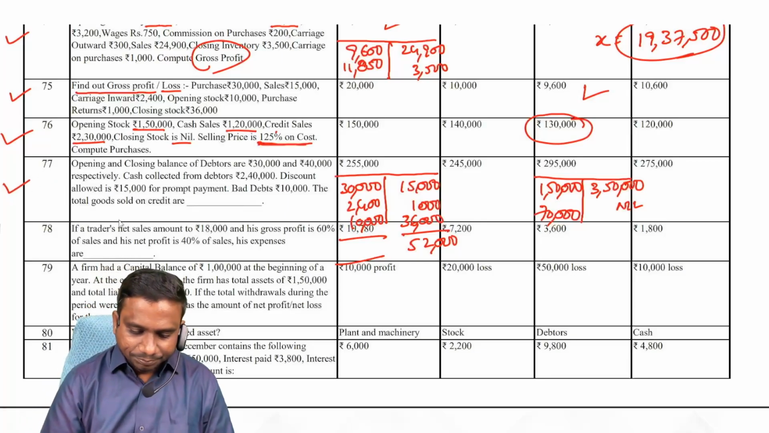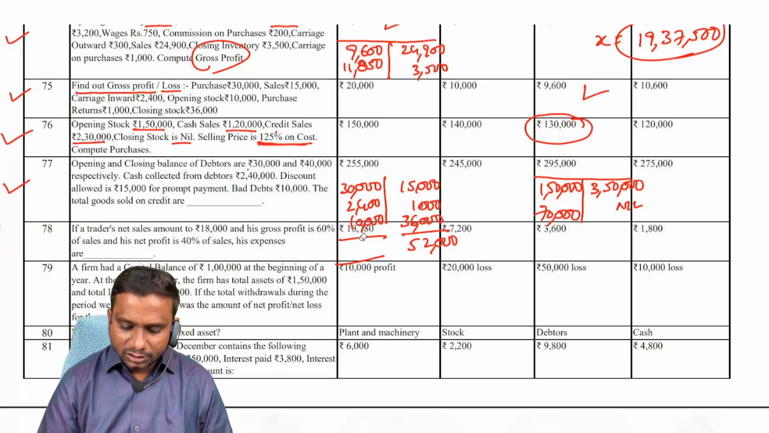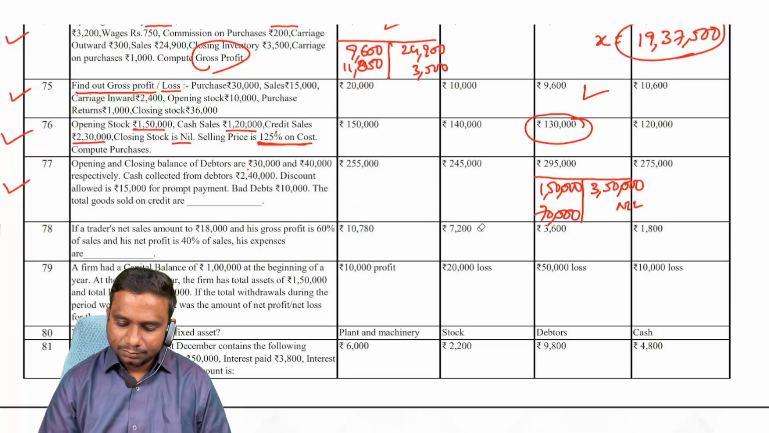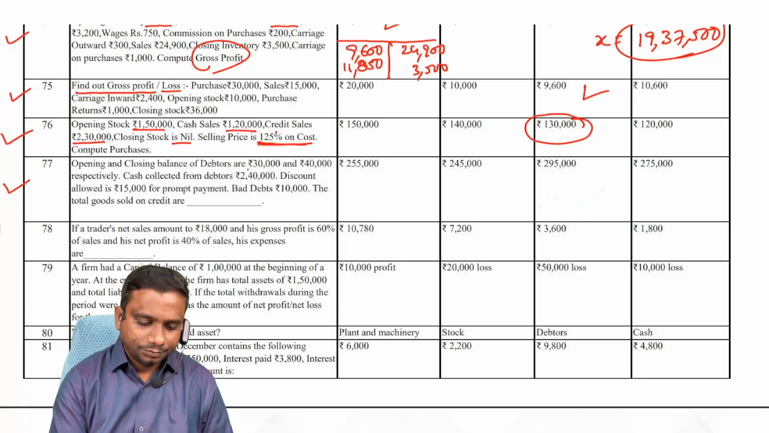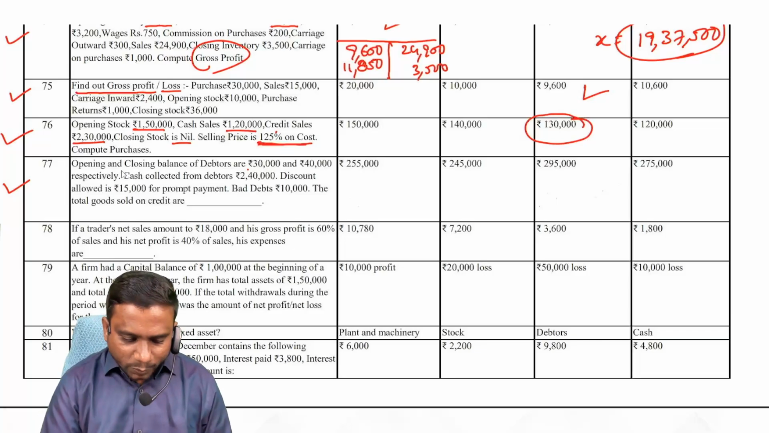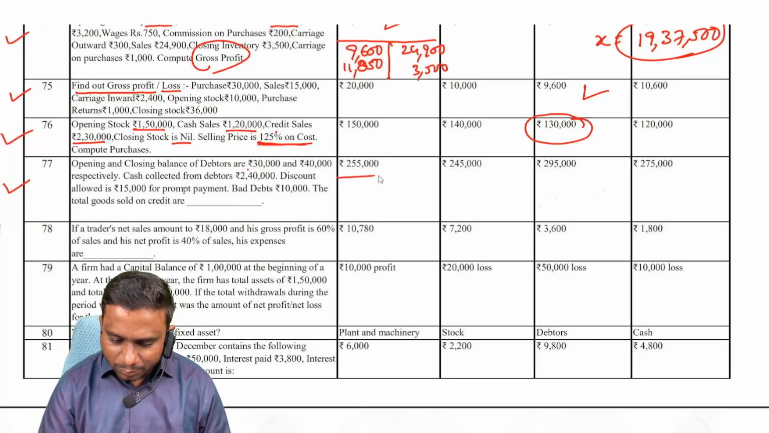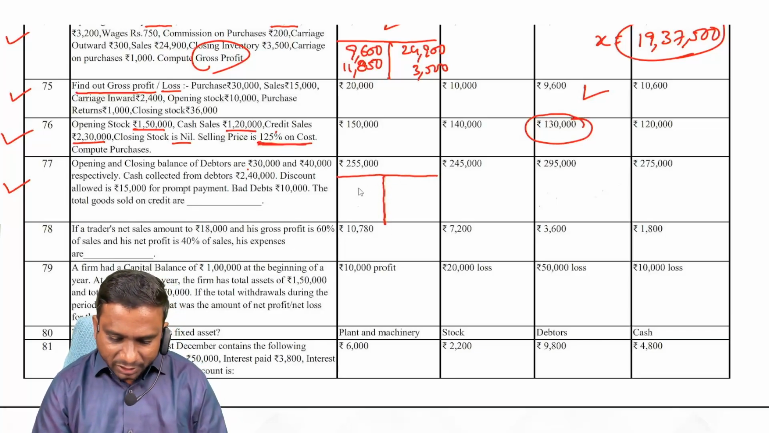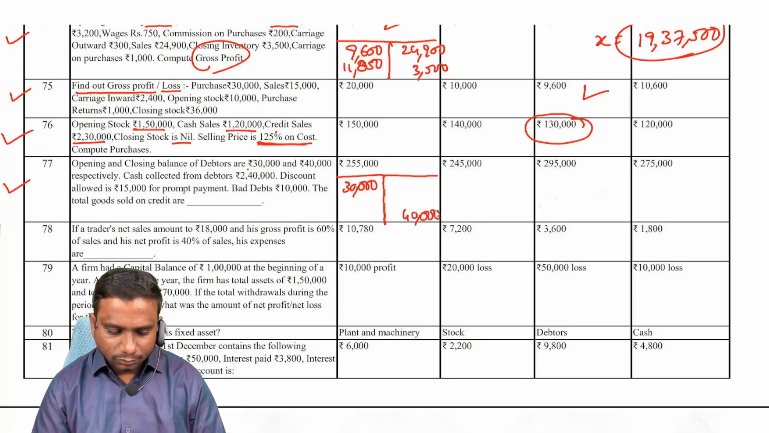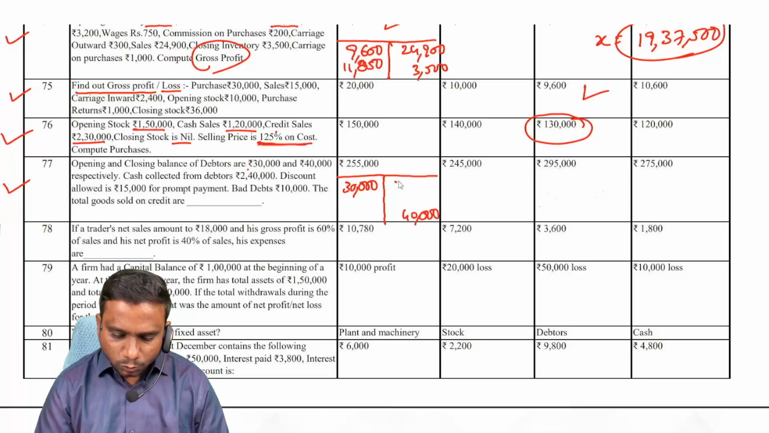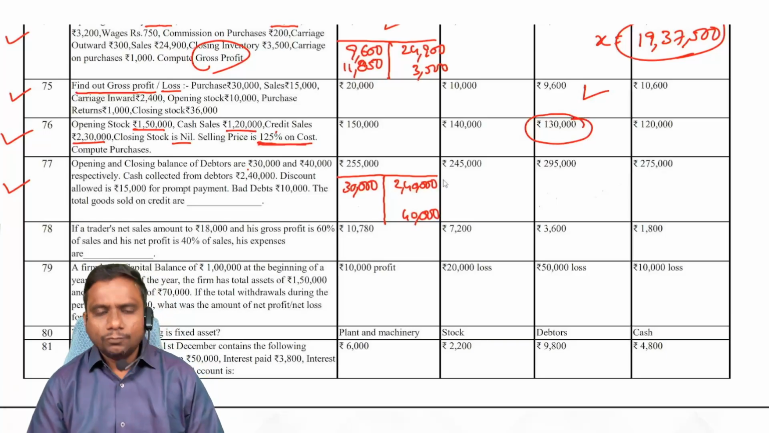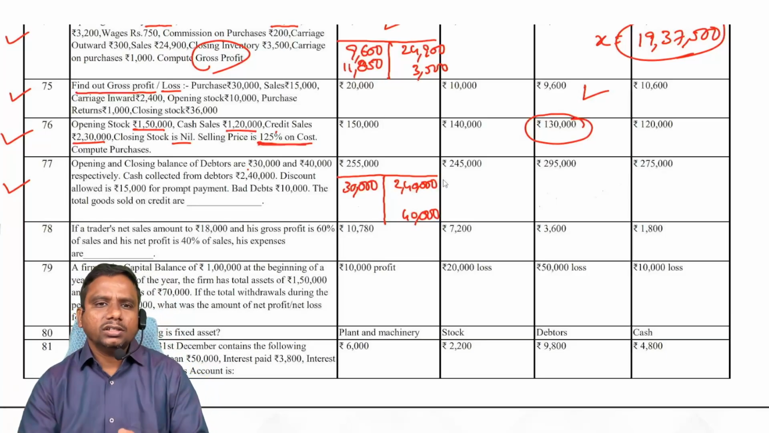Now 77. Opening and closing balance of debtors is 30,000. Here I am removing all these things. Opening debtors 30,000, closing 40,000. Cash collected from debtors is 2,40,000. So you have to write all the information in the debtors account.